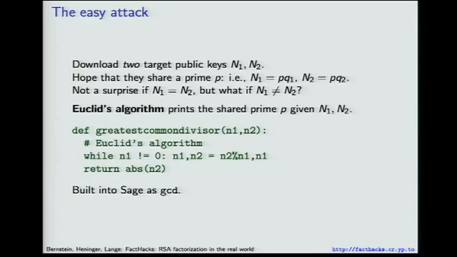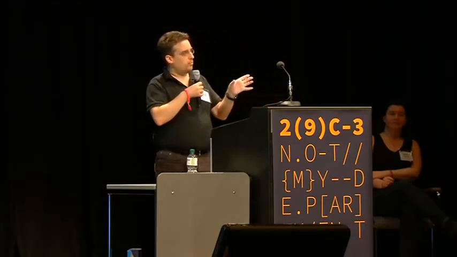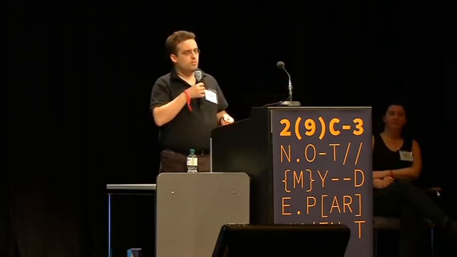Now, this could happen. You could have N1 and N2 sharing both primes. That would be legitimate, that two people who are actually the same web server sharing their keys, sharing their certificates, they know they're doing this. You can get the same public key from two places. Google has their keys copied to tens of thousands of servers. That's not a surprise. But if you have two different public keys, they shouldn't be sharing primes. But what if they do?